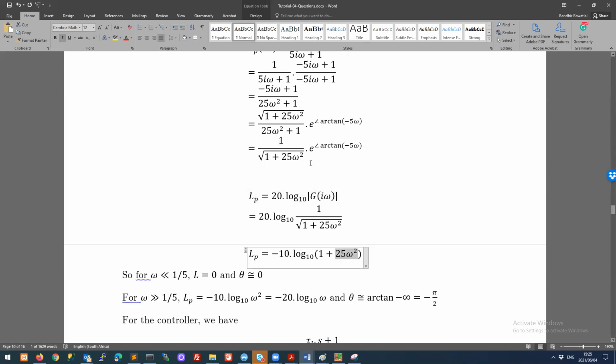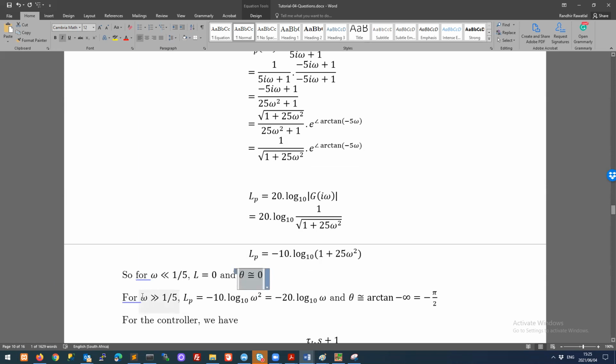And then also, if you think about your angle, right? Your angle here is the arctan of minus 5 omega. So if omega is very small, if it's close to 0, then it's arctan of 0, which is 0. So your angle is also 0 there.